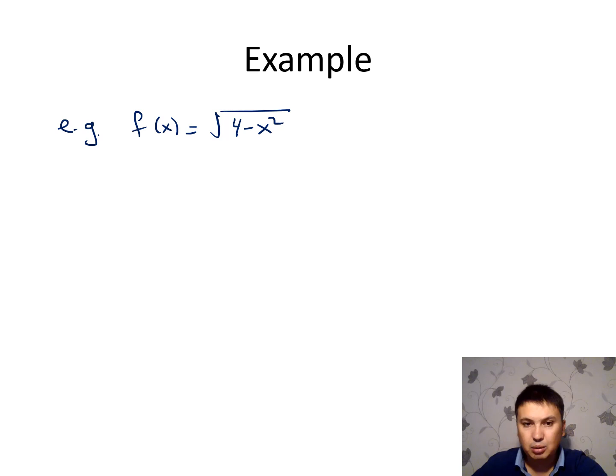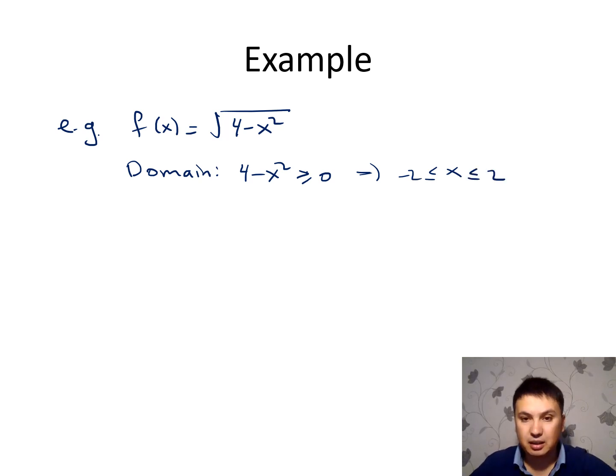But first of all, what is the domain? Well, we know that the inside of the square root cannot be negative, so 4 minus x squared must be at least 0. So from here, we can see that x must be between -2 and 2. Which means if x is bigger than 2 or less than -2, it's discontinuous because it's not even defined, right? How about inside this interval, right?